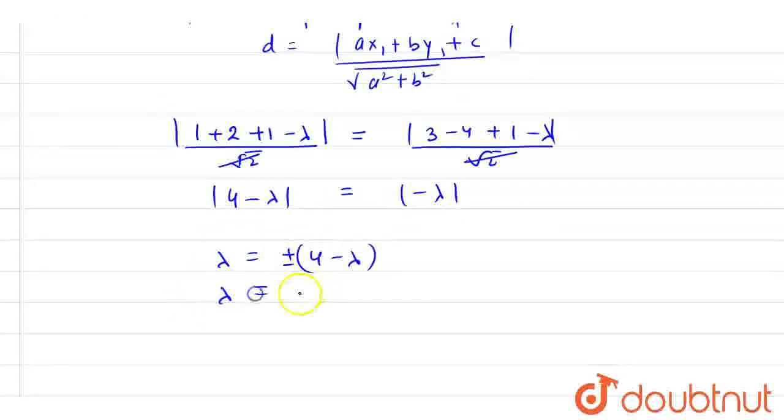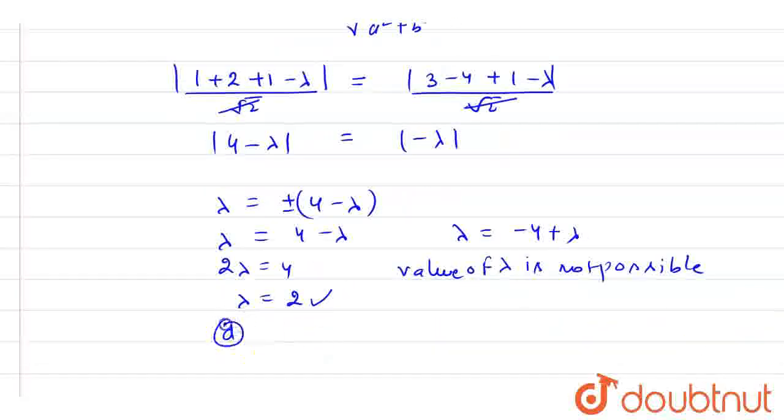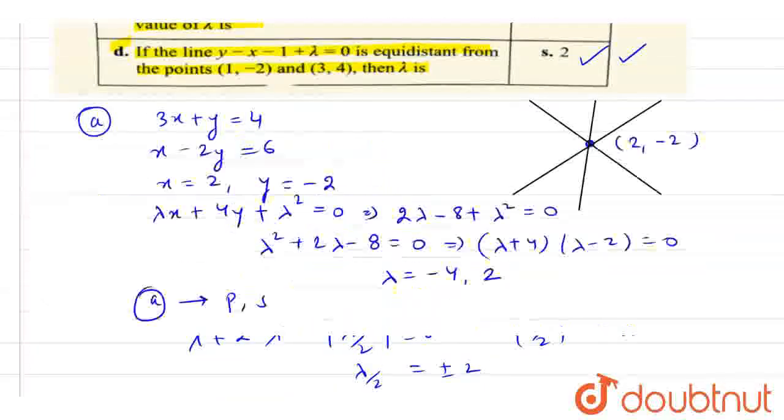Now for the plus value we have lambda equals 4 minus lambda, so we can say 2 lambda equals 4 and lambda is 2. Now if you put the negative value here, then lambda equals minus 4 plus lambda, and from here the value of lambda is not possible. So my one answer here is lambda equals 2, and it means that option D is going to match with option S of list 2. And this is my final answer.